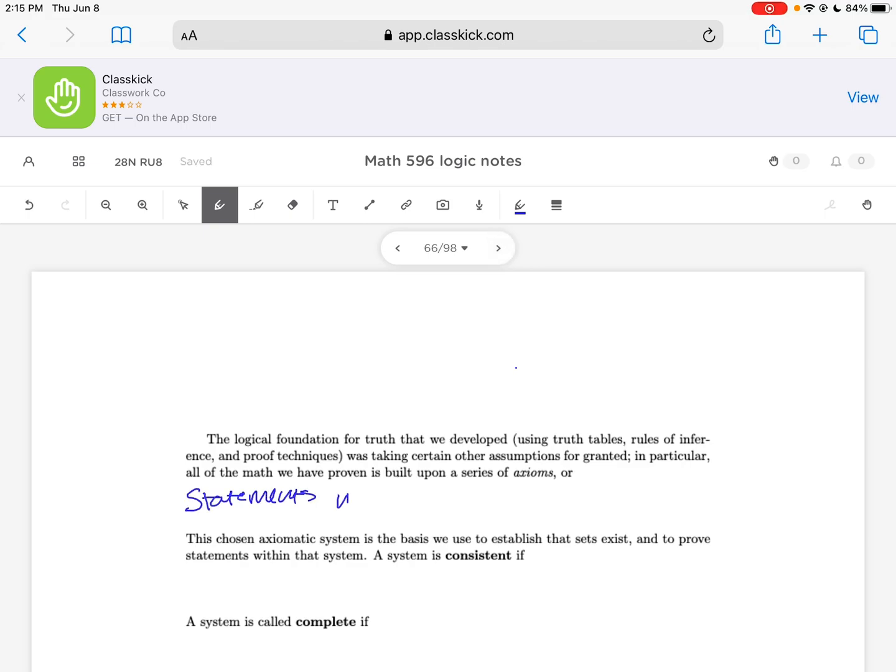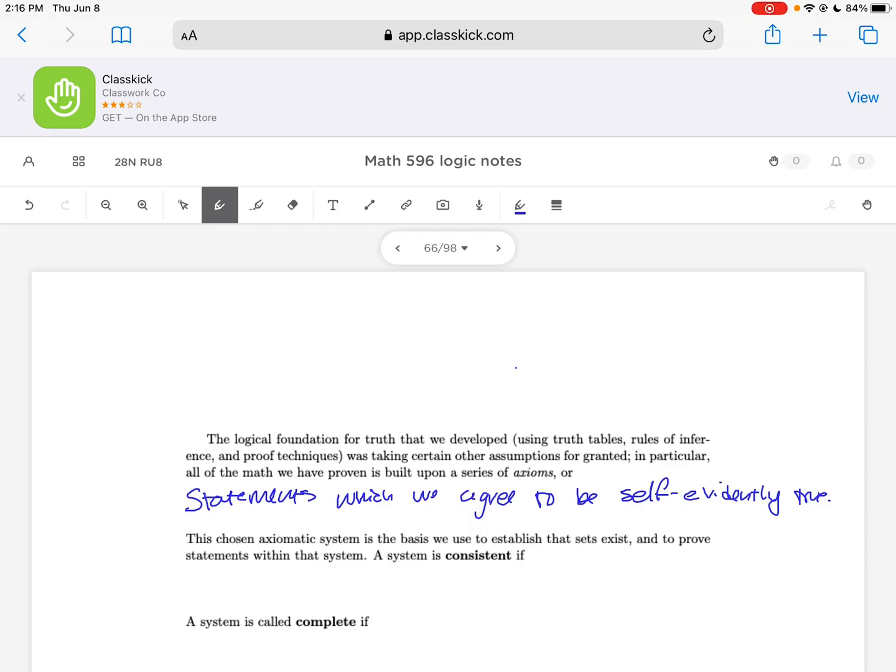Statements which we agree to be self-evidently true. So statements that don't require proof. We're just all going to agree that this is a true thing without actually proving it.